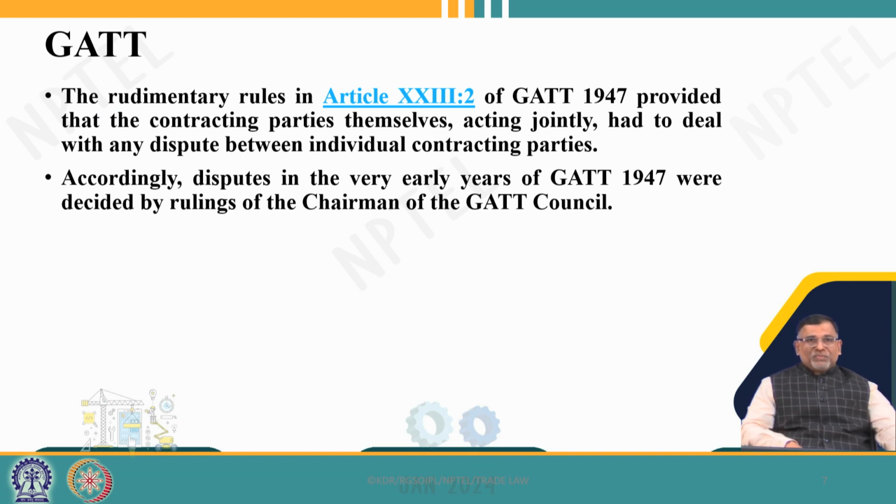Article 13(2) provides that contracting parties themselves, acting jointly, had to deal with any dispute between individual contracting parties. It means that you complain to the GATT Council, the members themselves constitute a committee, and they look into the dispute and decide the case. So, that was the preliminary form of dispute settlement, and finally it would become a ruling by the consent of the chairman of the GATT Council.